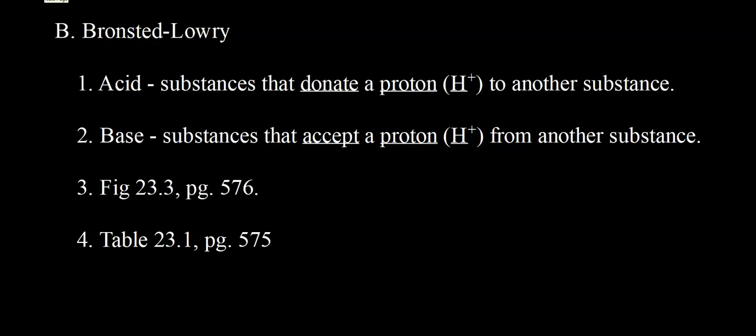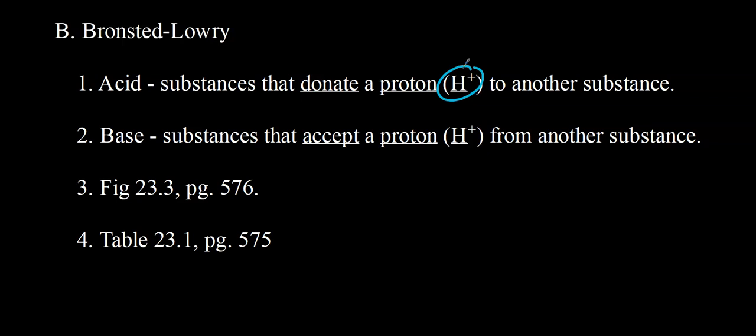All right, a little different definition. We have Bronsted Lowry acids and bases. Again, we'll start with an acid. A Bronsted Lowry acid is a substance that donates a proton or a hydrogen ion. Isn't a hydrogen ion just a proton? Take a hydrogen atom, it has one proton, one electron. Take off the electron to make a +1 ion, you're left with a proton. So it's probably easier to think of it as a hydrogen ion donor.